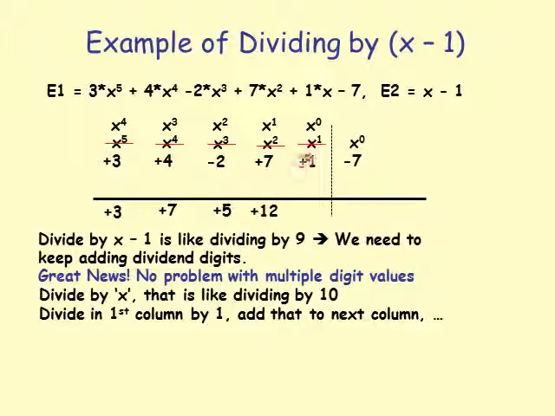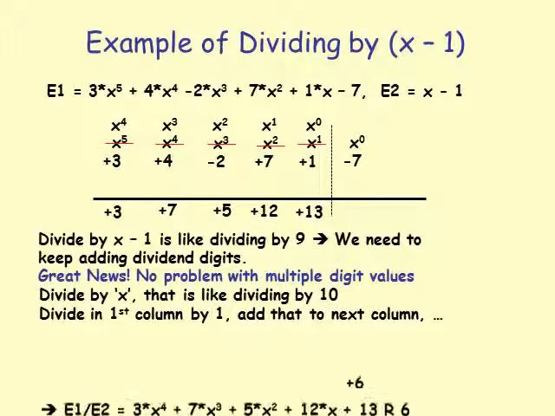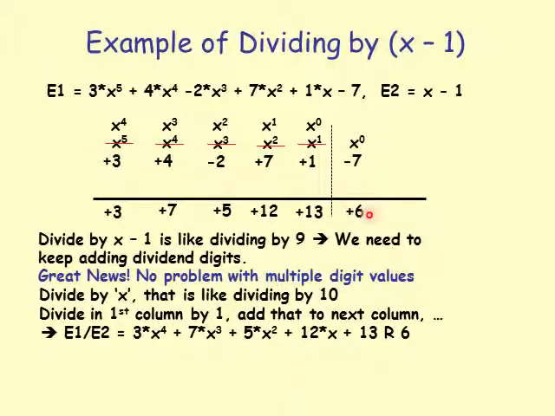Now plus 12 we add to the next column here. That gives me plus 13 here. Then this plus 13 adds to the next column in the remainder section here, and no more division. So we get plus 6 in the remainder section. So the answer is 3 times x to the 4th power plus 7x cubed plus 5x squared plus 12x plus 13, and the remainder is 6. That gives me E1 divided by E2 is 3 times x to the 4th power plus 7x cubed plus 5x squared plus 12x plus 13. Remainder is 6. Let's continue.